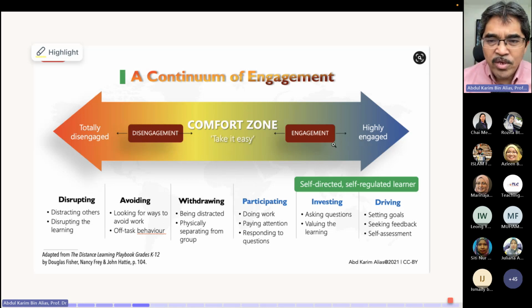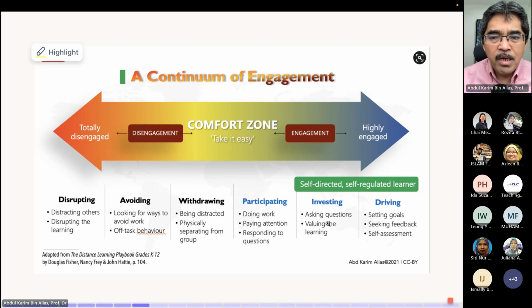But I want to relate this with self-directed and self-regulated learners. When we have our student in the class, those who are what we described as in the last two slides just now as self-directed and self-regulated learners, these are the type of students or learners that would invest. Invest what? Invest their time, invest their mind.